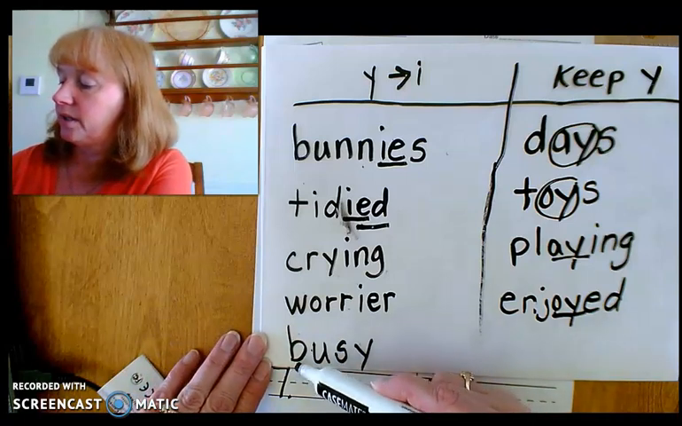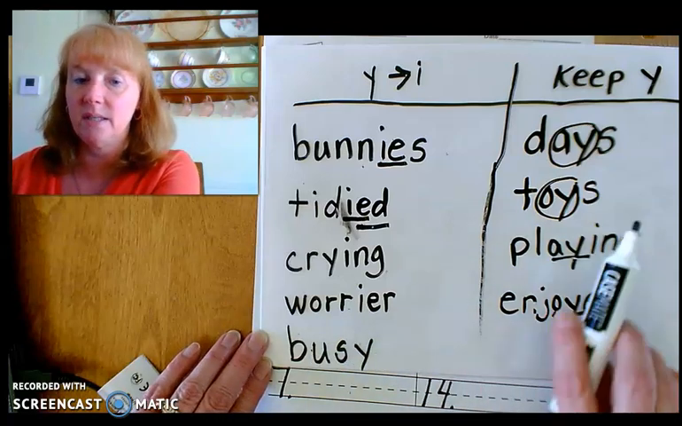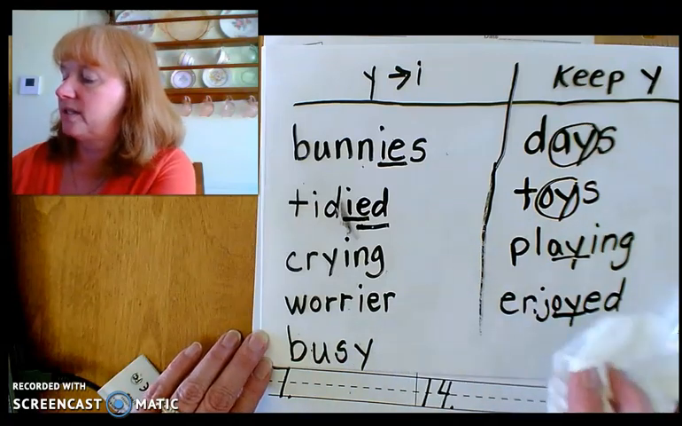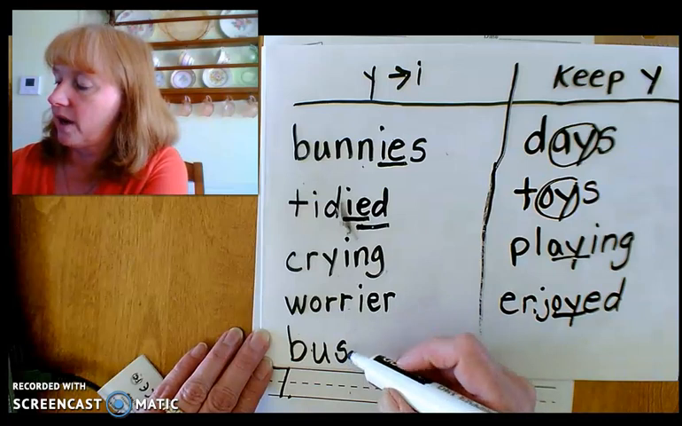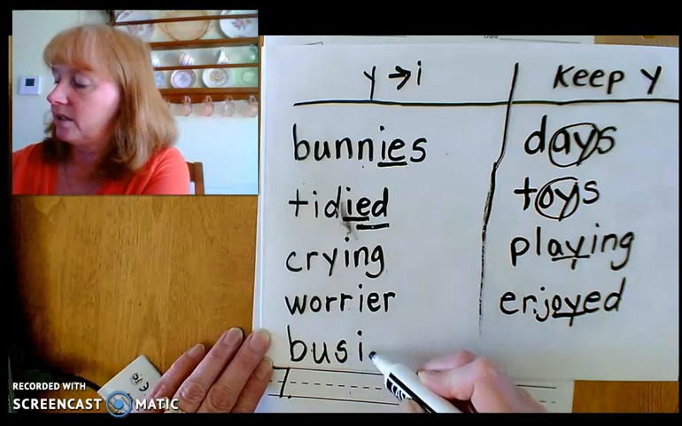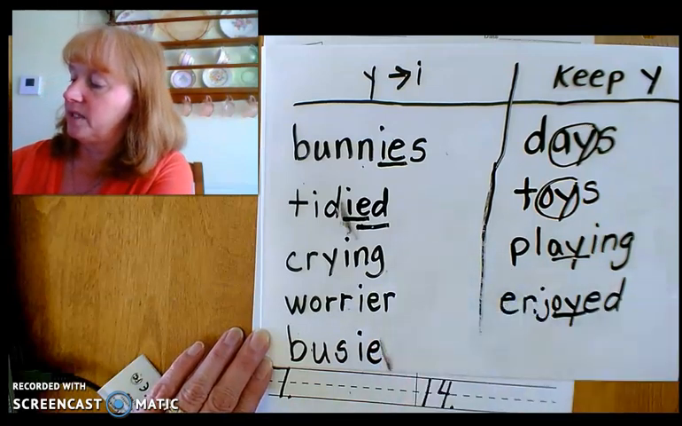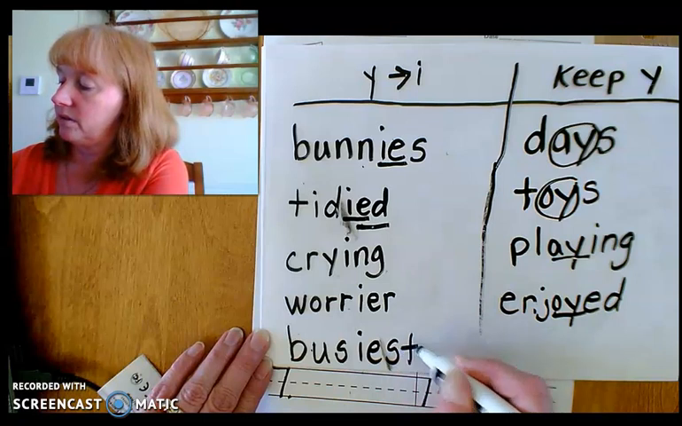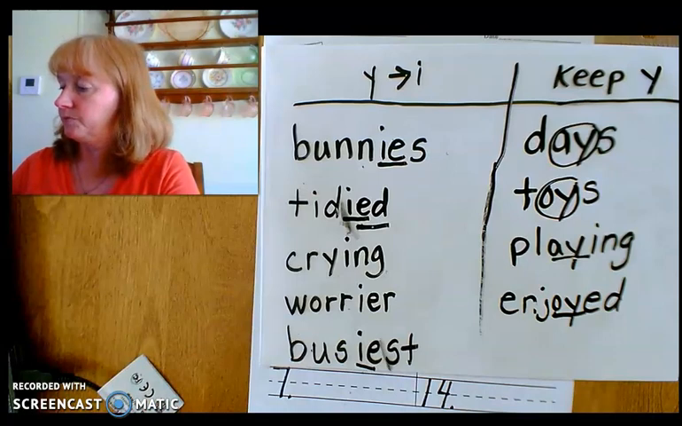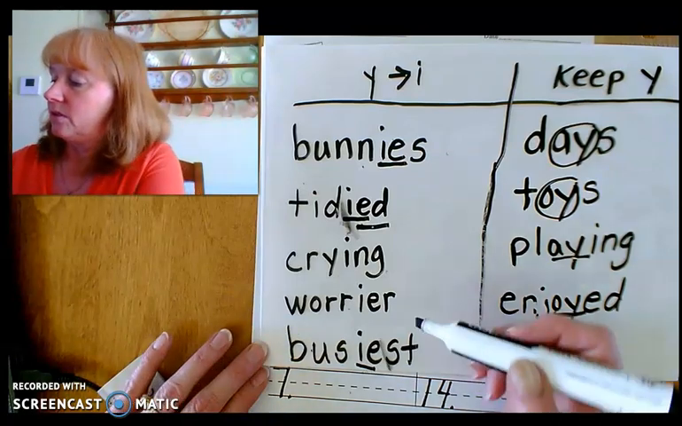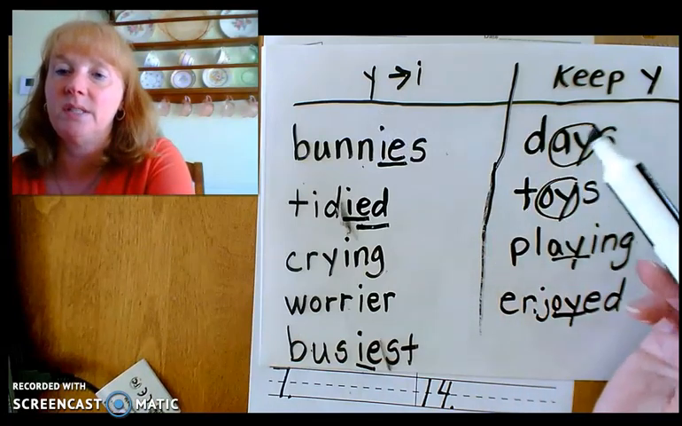And this word is busy. It's going to be a spelling word this week, busy. And if we want to say, she is busier than he is right now, we change our Y to I, and we can say busier. We could say, but Mom is the busiest of everyone. Busiest. So there are several examples of when to change the Y to I and when to keep the Y.